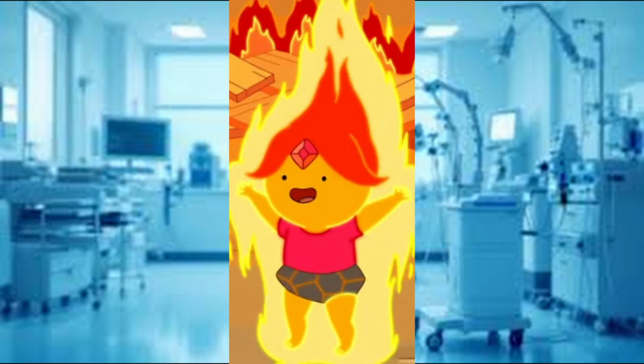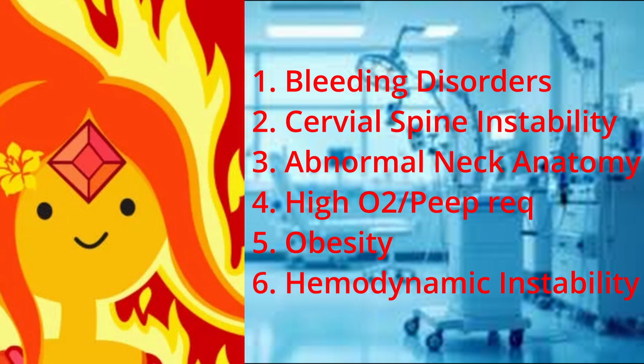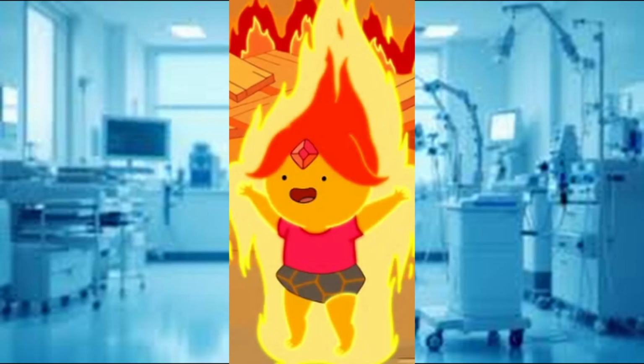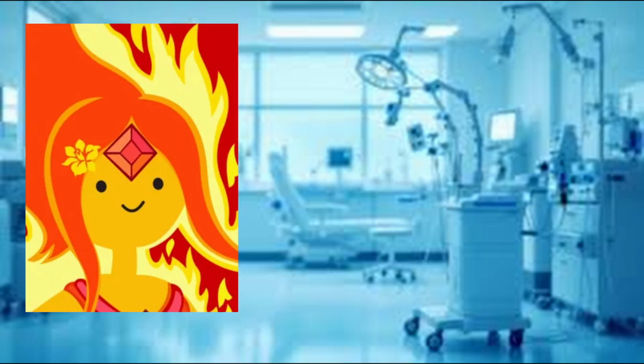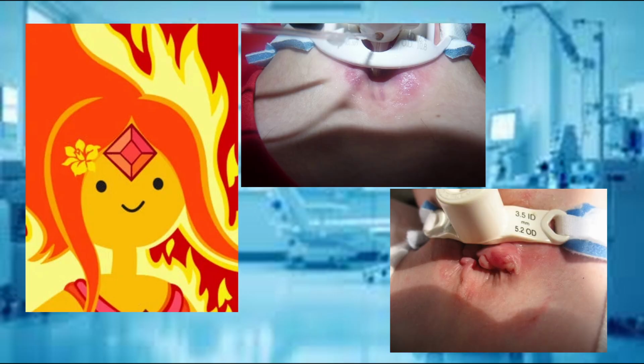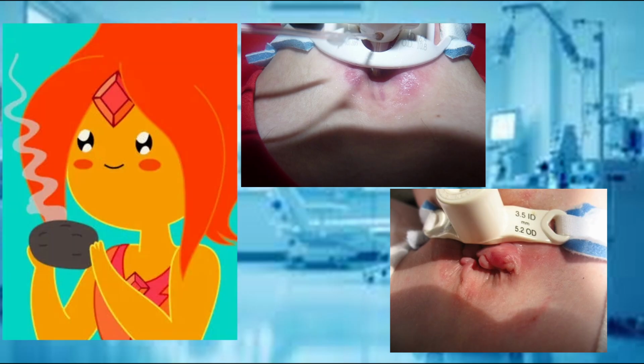They're more like precautions. This includes bleeding disorders, cervical spine stability, abnormal neck anatomy, high oxygen or PEEP requirements, obesity, and hemodynamic stability. These factors increase risk and require careful assessments before procedures. I should also mention the risk of having a trach in can cause infections and granulomas. These often develop from constant irritation, foreign body reactions, and microbial colonization.